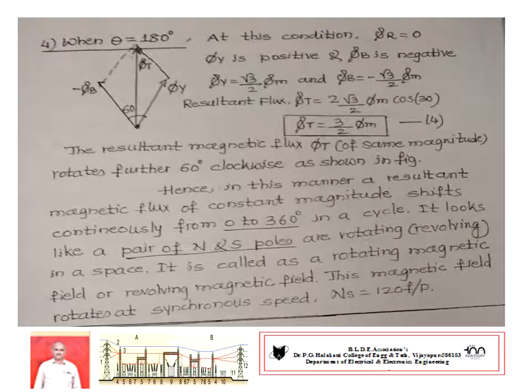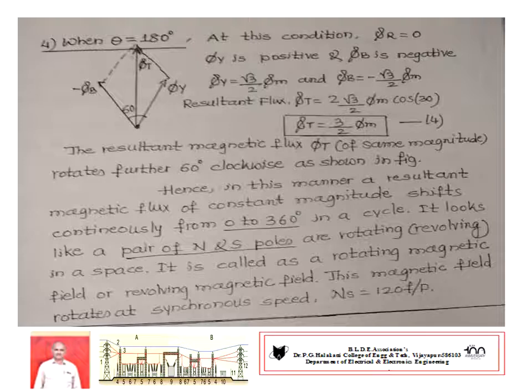Next you consider the fourth condition, when theta equal to 180 degrees. At this condition the flux phi r is 0, the flux phi y is positive, flux phi b is negative. Phi y equal to root 3 by 2 phi m, phi b equal to minus root 3 by 2 phi m. Again the resultant flux becomes phi t equal to 3 by 2 phi m. You can give this equation number 4.